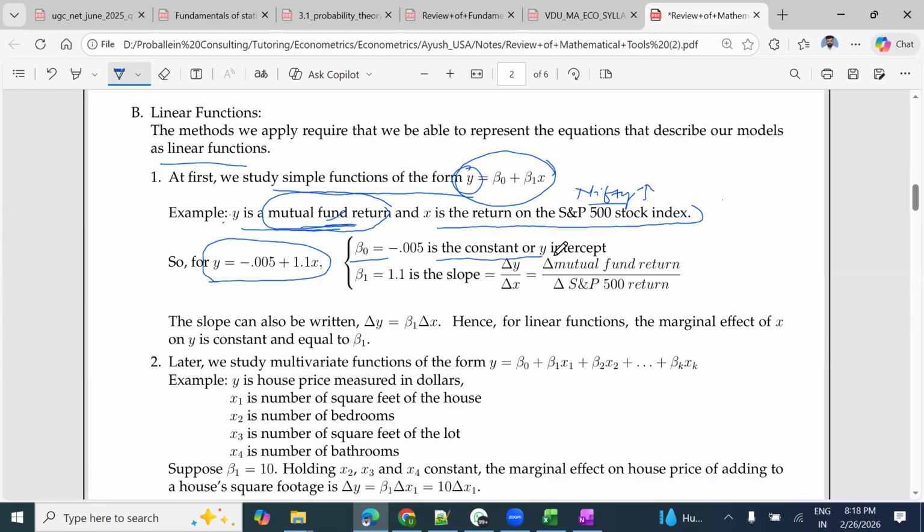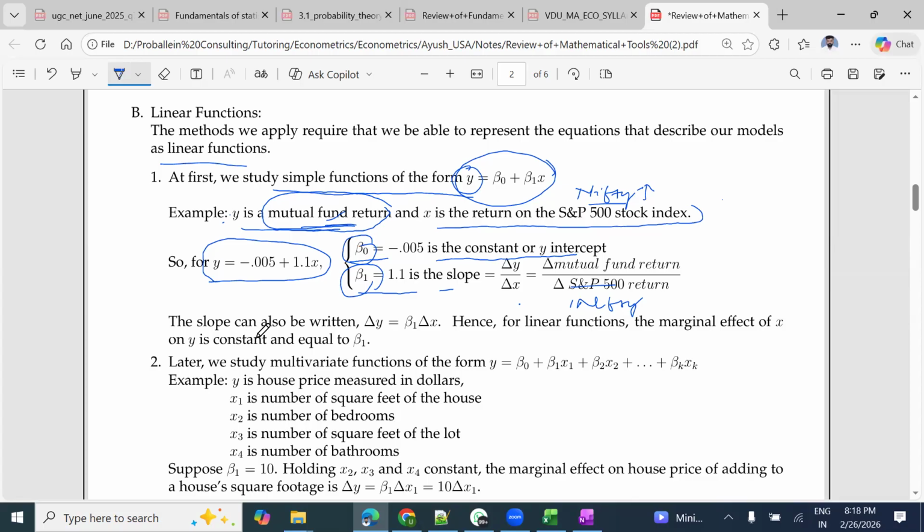It is the constant or y intercept, and beta 1 is the slope, that is delta y upon delta x, right? So delta y is what? Because your y is the mutual fund return, the ICICI Prudential Large Cap Fund, and x is, let's say that we have taken Nifty. So basically this is what your slope represents and this is what your beta naught represents, right?